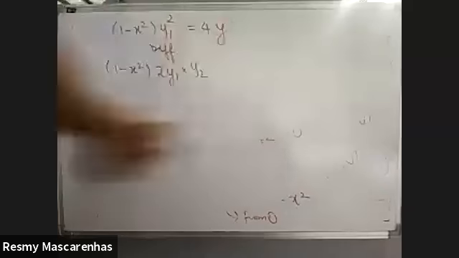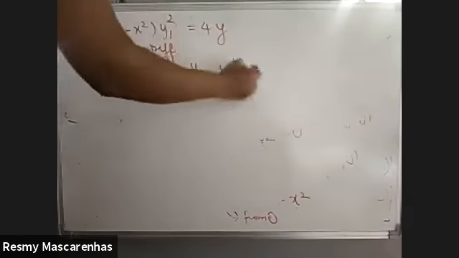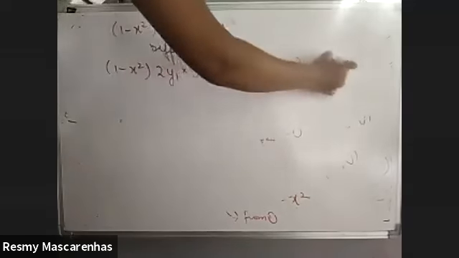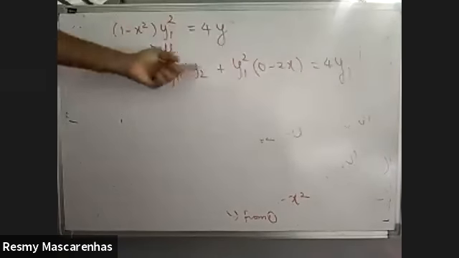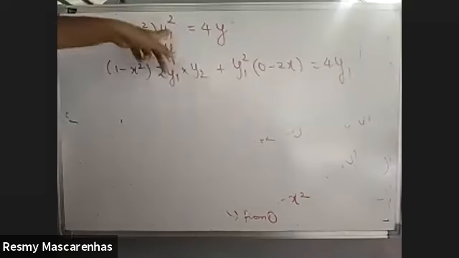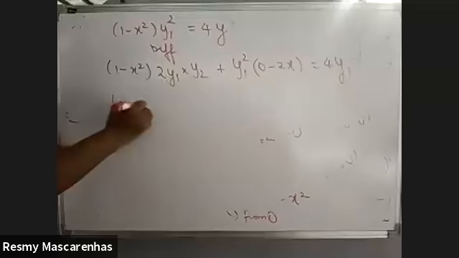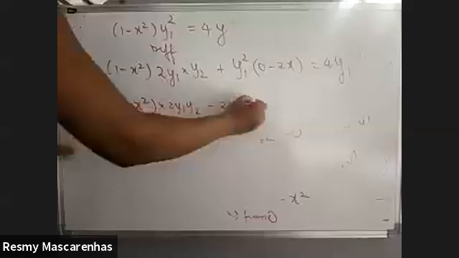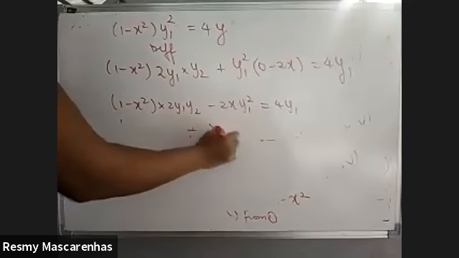Plus v into u I did not do. This is there, no? U into derivative of v plus v into derivative of u. I did only u into derivative of v. This I had not written. Plus v into derivative of u. And then common, divide by 2y1 and write the answer.